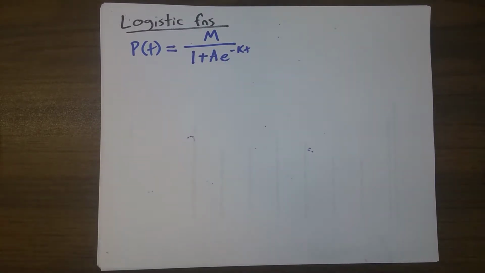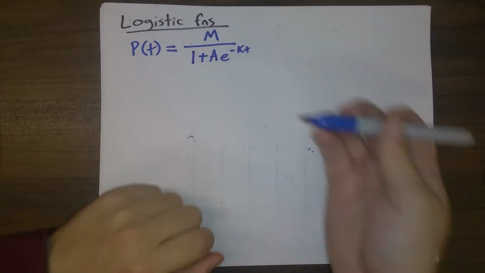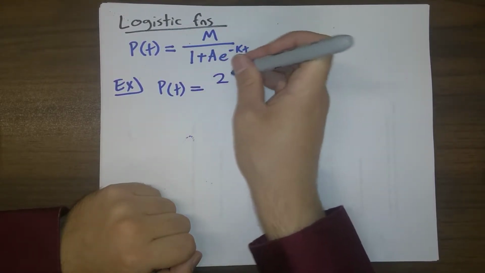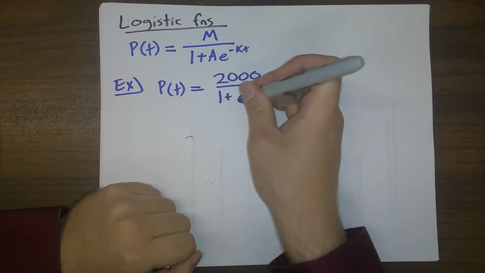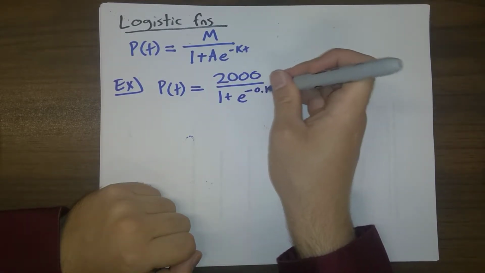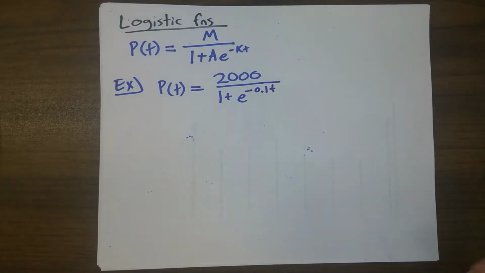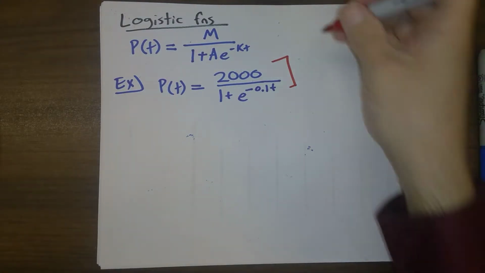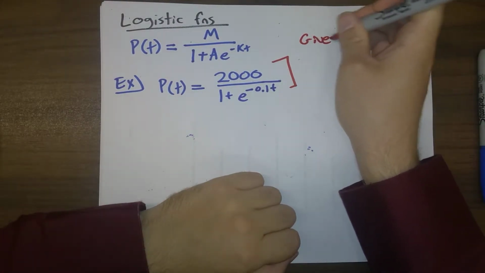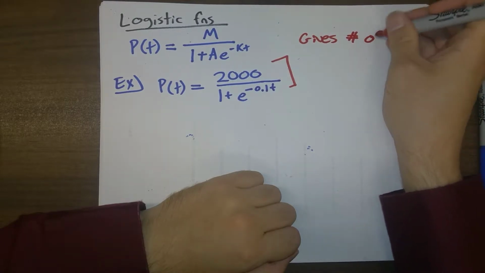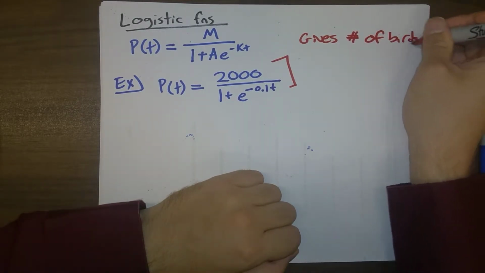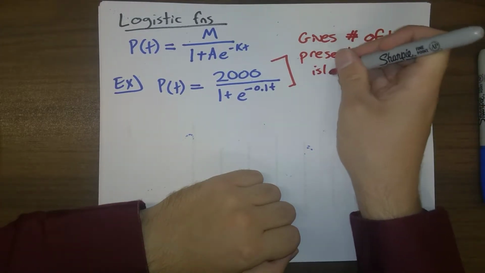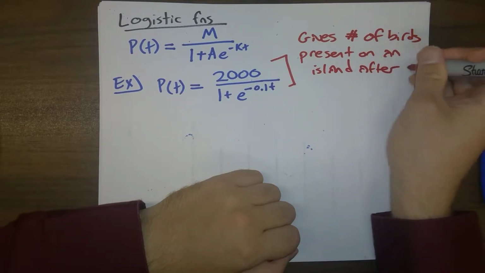t is going to be thought of as time here. So an example that we'll work with is 2000 over 1 plus e to the minus 0.1 times t. And so let's suppose that this formula here gives the number of birds present on an island after t years.